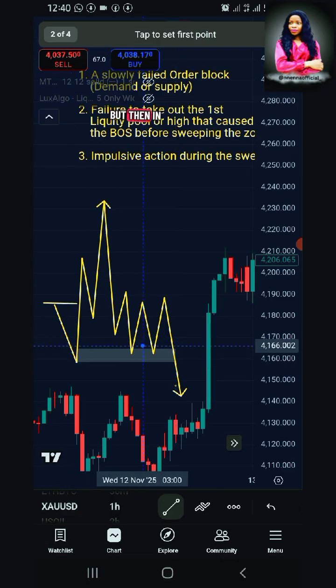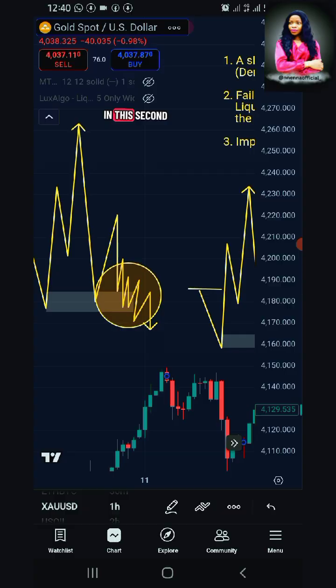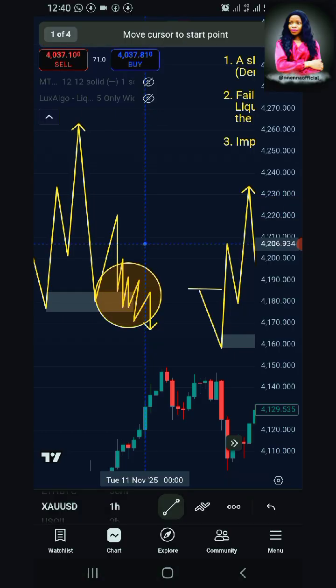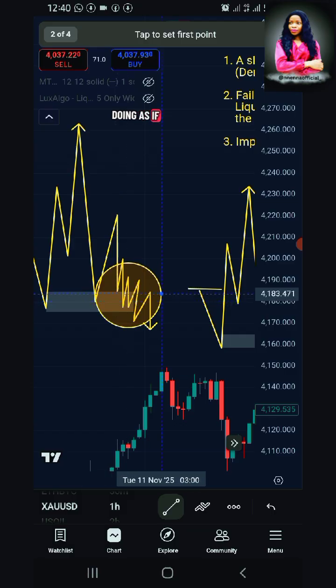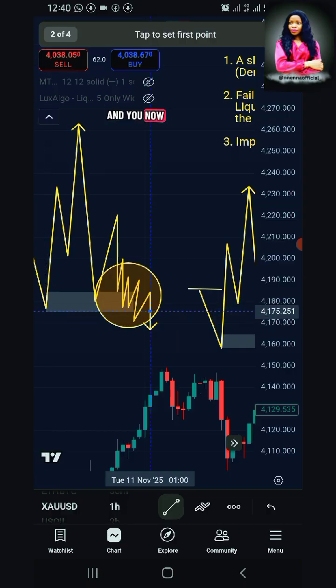But then, in this second illustration, what can you see? The market was still doing as if it wants to give you hope that it will still go. It keeps crawling slowly, and then eventually your zone was taken out, and you now see, hey, SL taken, your zone finally fails. So this is not an impulsive action here. These are retail actions, and you don't trade with retailers.